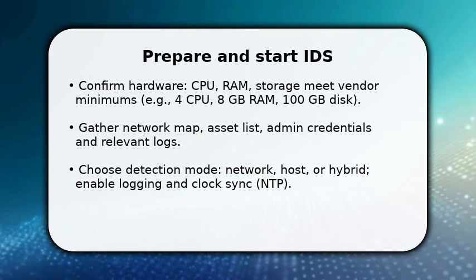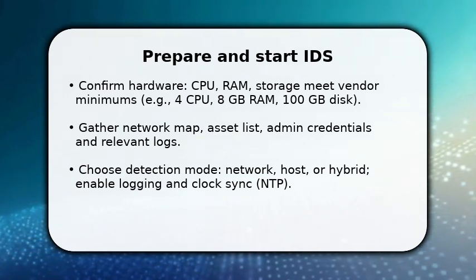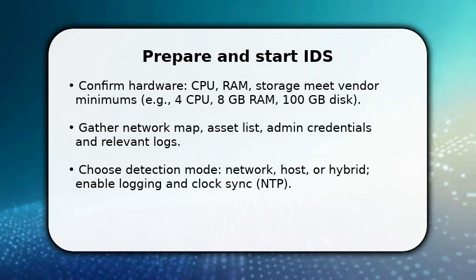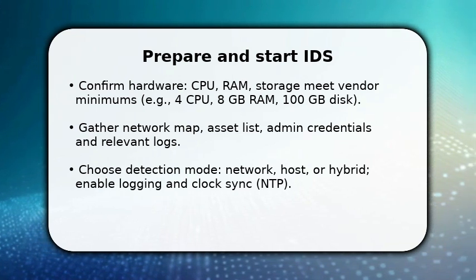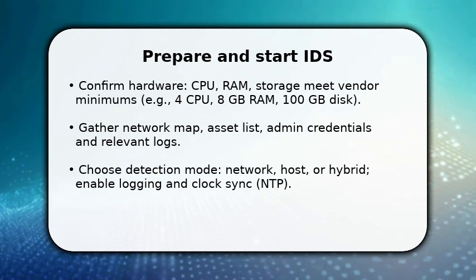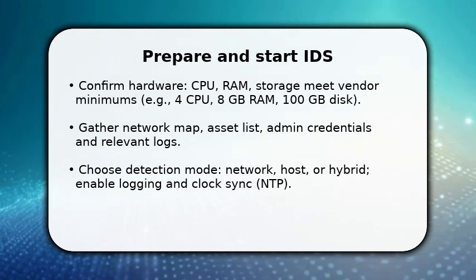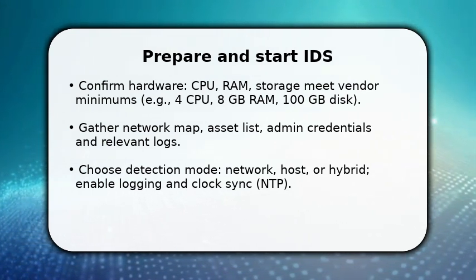You begin by validating prerequisites. Verify CPU, RAM, and disk, confirm time sync, and collect a current network map and asset inventory. Once done, pick your IDS type, network, host, or hybrid, and install the core software or virtual appliance on a segmented management VLAN. Make sure to set administrative credentials and enable secure access.